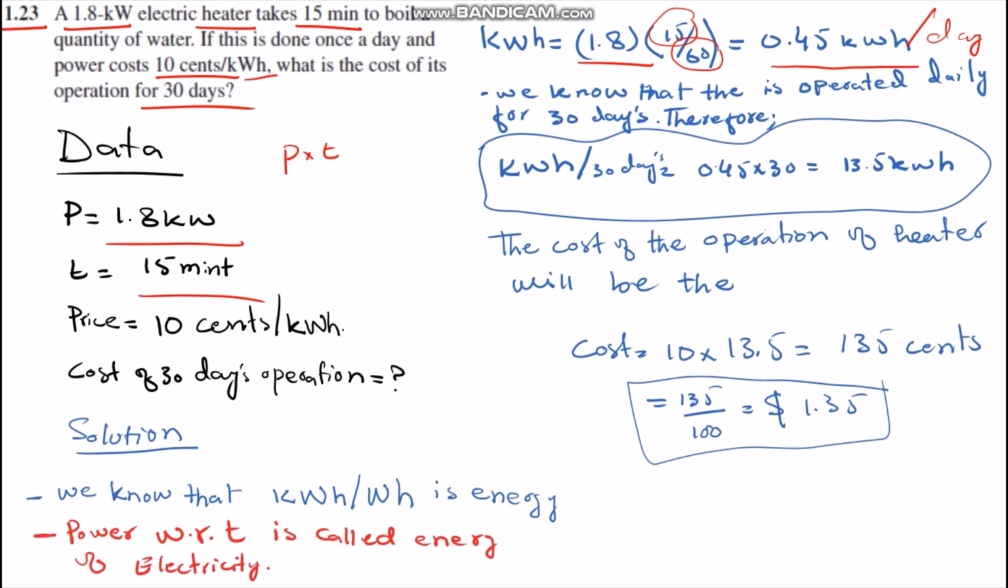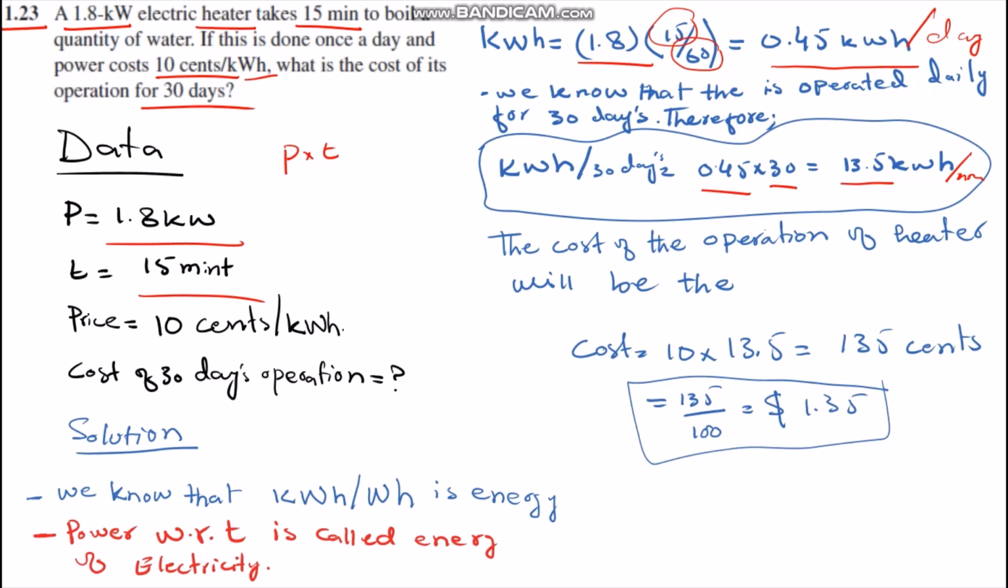Therefore we simply multiplied 0.45 kilowatt hours with 30 in order to get the whole energy consumption for a month or for 30 days. Therefore we get 13.5 kilowatt hours per month or per 30 days.